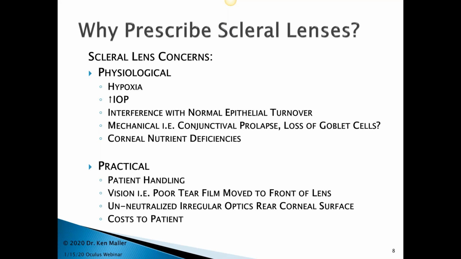The other problem here is also typically the environment underneath the scleral lens, which is in contact with the cornea, is very nutrient deficient. We fill these lenses with sterile unpreserved saline, and that by no means is a replacement for a true tear layer.